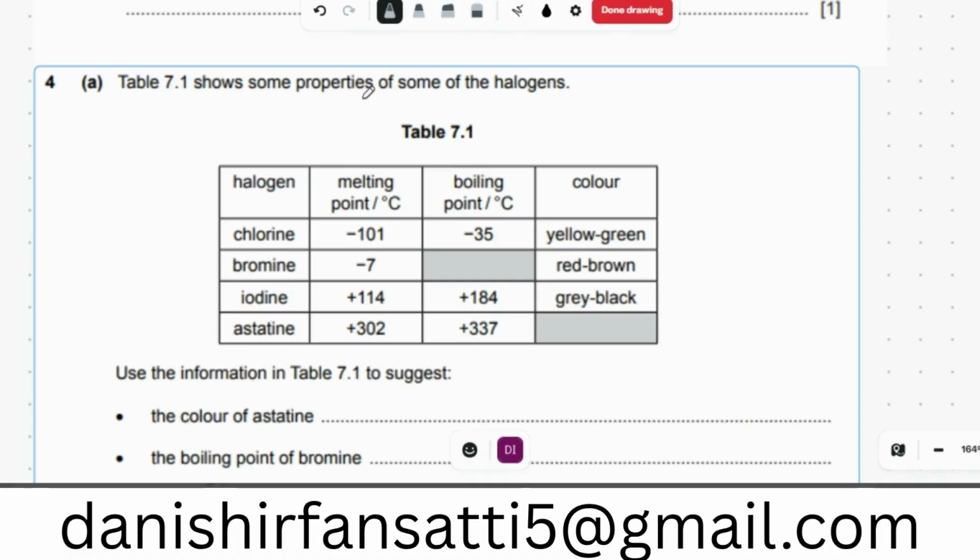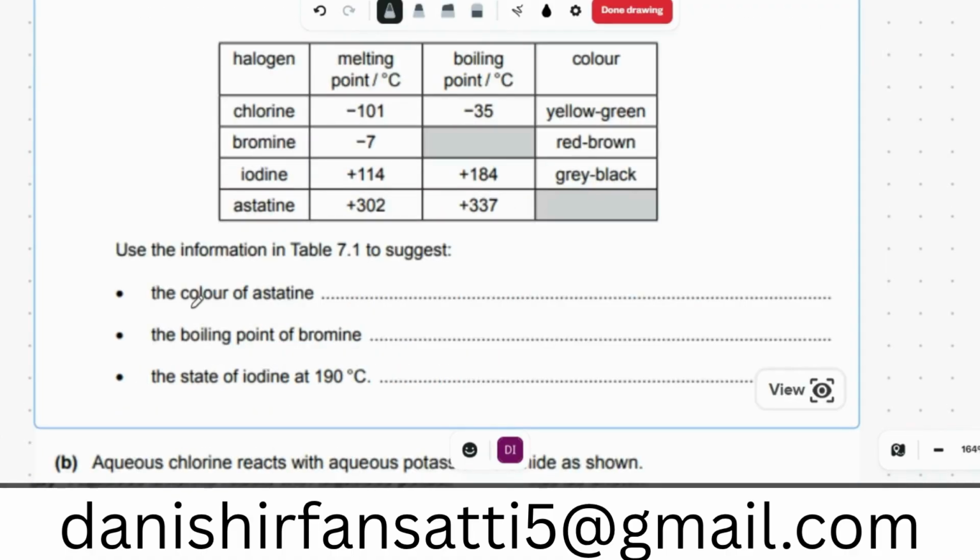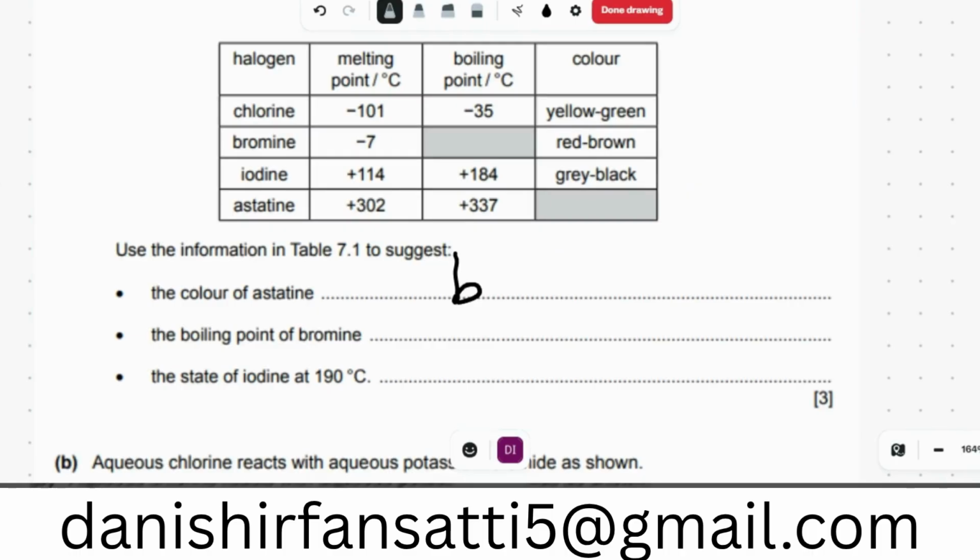Question number 4. Some properties of halogens. The color of astatine should be a dark color, so gray black. So it should be black. As we move down the group, color is becoming darker, so it is black.